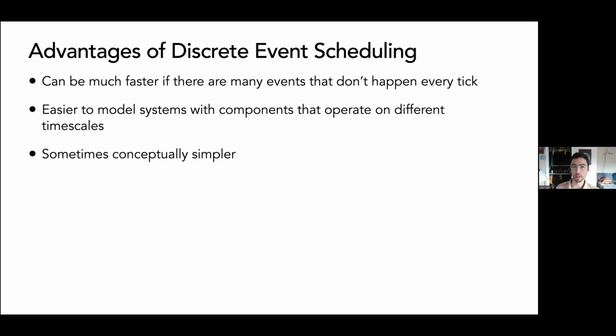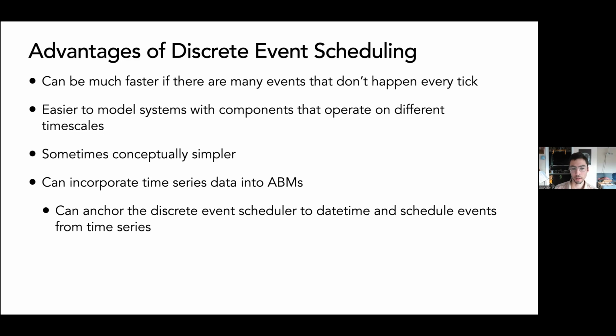Sometimes it's conceptually simpler to think in terms of scheduling events. And also, as Steve mentioned, you can incorporate time series data into ABMs. That's also part of this time extension. There's a date time format, and you can link this discrete event scheduler to time series data. So if you have exogenous data that you want to incorporate and have events happen in your model based on some time series data you have, then this makes it easy to do that. You can anchor the discrete event scheduler to date times and then schedule events from a time series.